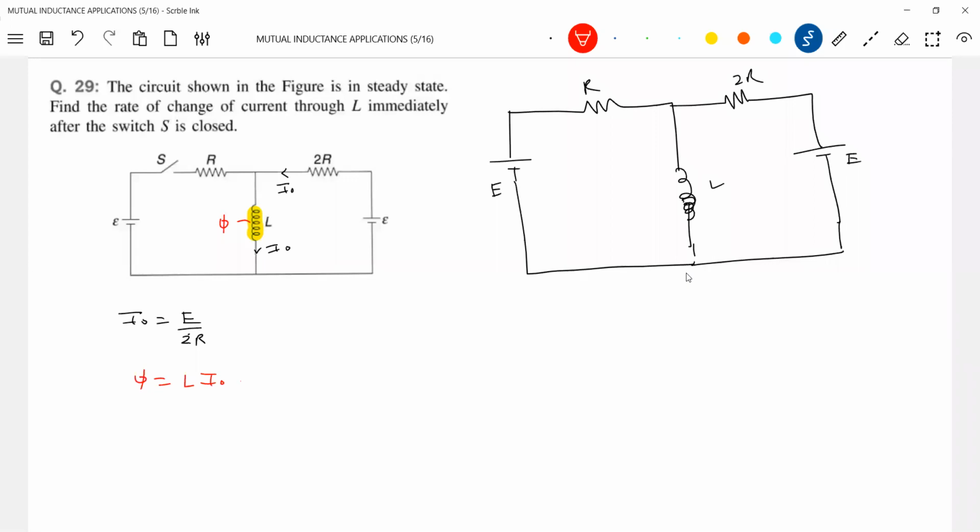Just after closing the switch, what happened to the flux? The flux will remain as it is, no? What is the flux? Flux is nothing but magnetic field. Sudden vanishing of magnetic field cannot occur. Am I right? Sudden change in flux is not possible. So the flux will remain still as it is.